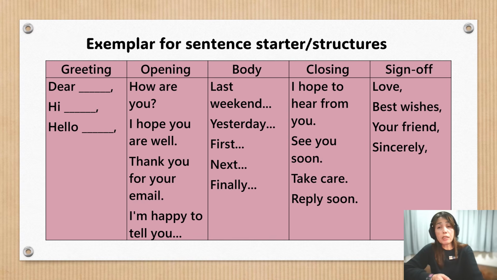For the greeting, they may choose dear, hi, or hello. For the opening, they can use how are you or I hope you are well. The body is supported with sequencing words such as first, next, and finally. For the closing, pupils may write, I hope to hear from you soon or take care. They can then select suitable sign-offs such as love, best wishes, or your friend.